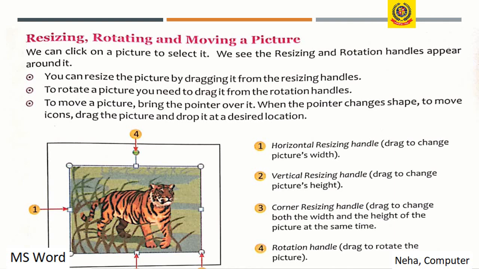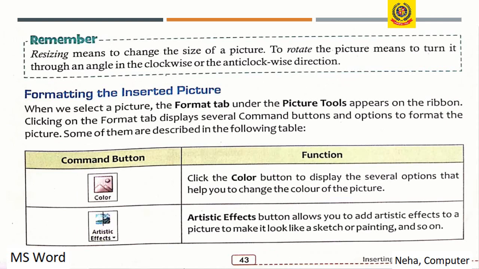When we insert a picture in Microsoft Word, we can resize it, rotate it, and move the picture. Now, what is resizing? Resizing is changing the size of a picture. We can make it small, we can make it big. Rotating the picture is when we change the position of the picture. That means the angles are changed. We can turn it to right, left, up, down as we want. We can change the direction of that picture.